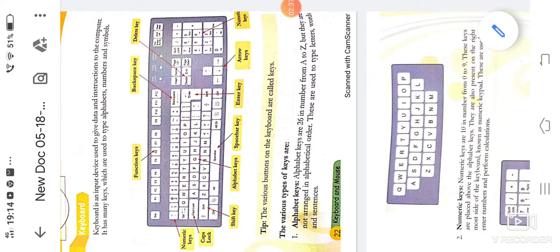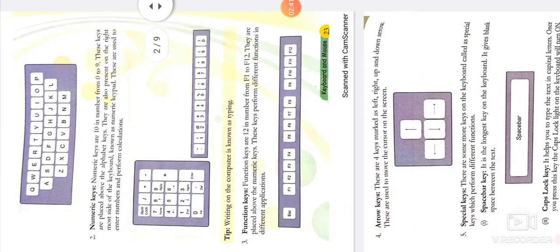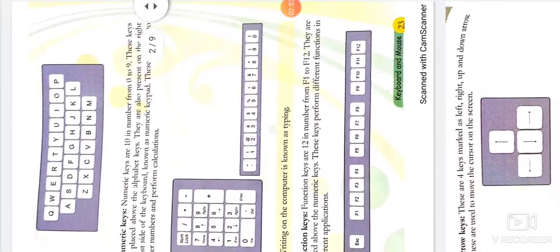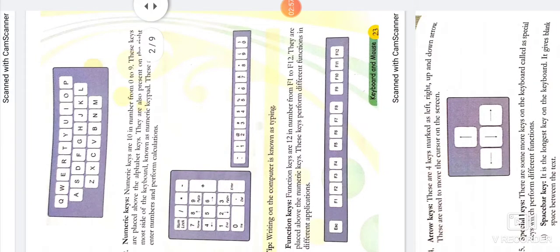Now, come on to numeric keys. My dear students, what are numeric keys? Numeric keys are 10 in number, from 0 to 9. These keys are placed above the alphabet keys. See if you can see the picture. The picture is clearly showing us it is placed above the alphabet keys.